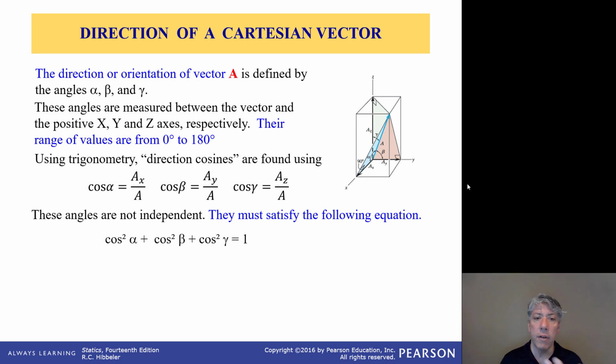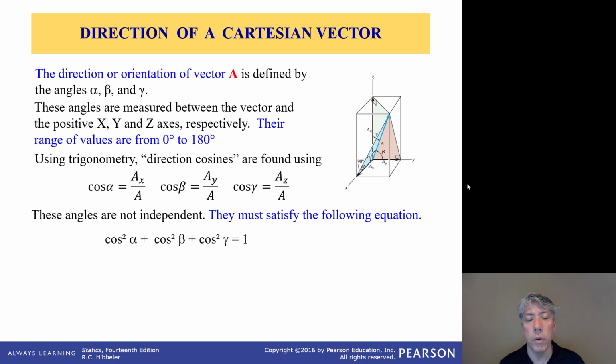Now, the angles alpha, beta, and gamma are not independent. It turns out that the sum of the squares of the cosines of the angles has to be 1. And of course, you can see an example of that by imagining vector A as lying along either the x, y, or z axes, and you'll realize that the other angles are 90 degrees, and cosine of 0 is 1, whereas cosine of 90 degrees is 0.